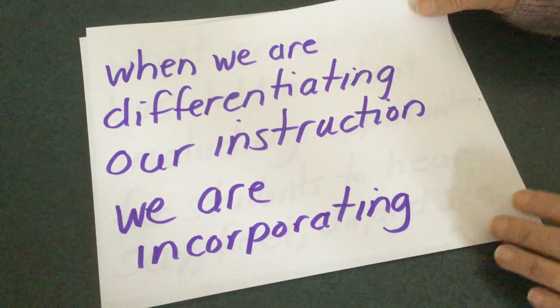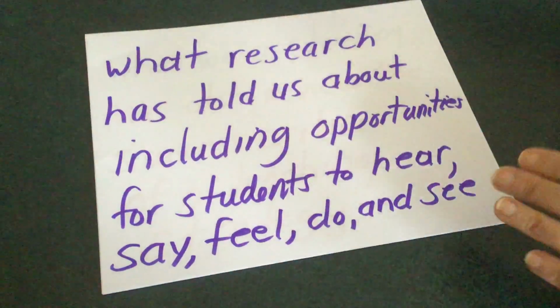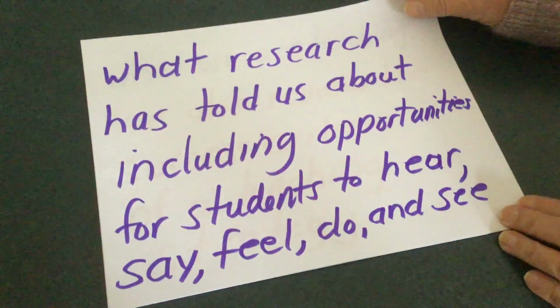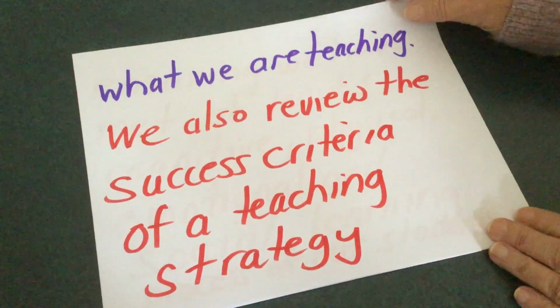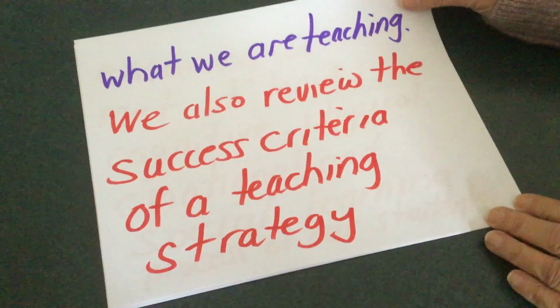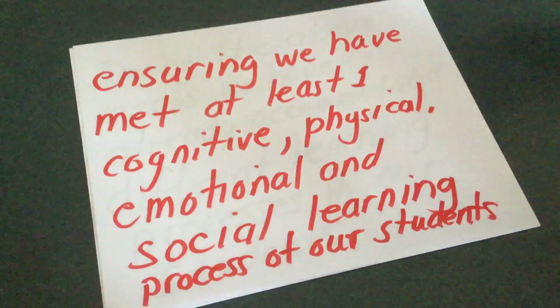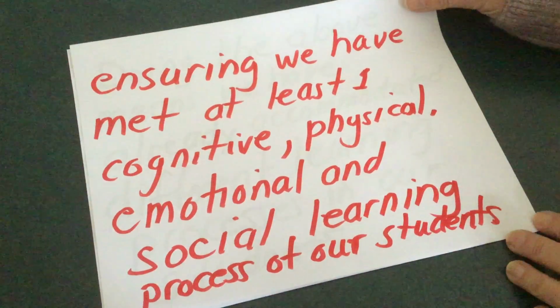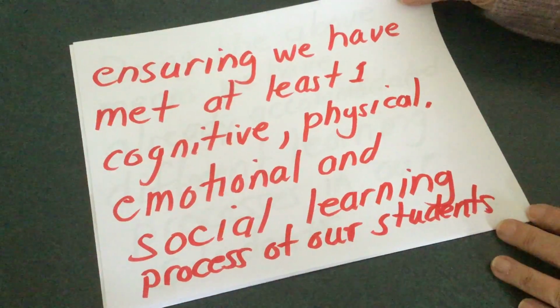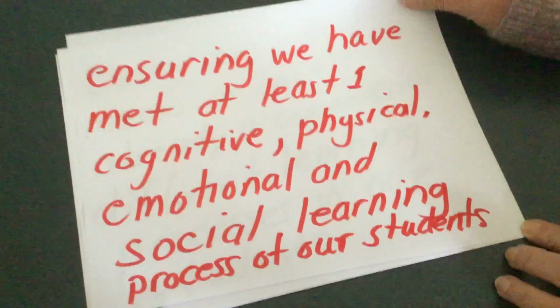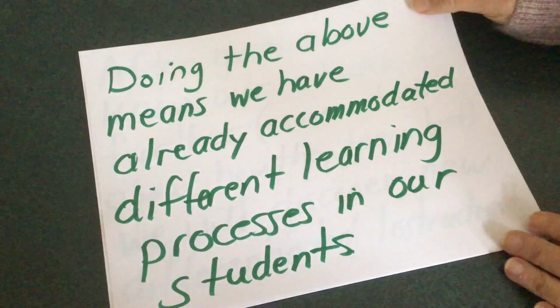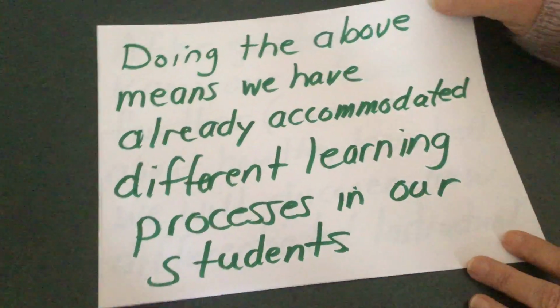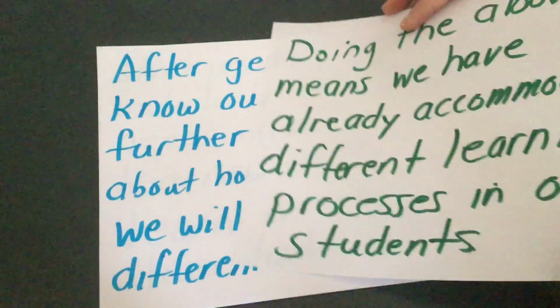When we are differentiating our instruction, we are incorporating what research has told us about including opportunities for students to hear, say, feel, do, and see in our lessons. We also review the success criteria of a teaching strategy, ensuring we have met at least one of the cognitive, physical, emotional, and social learning processes of our students, and we have research to show that. Doing the above means we have already accommodated different learning processes in our students, and we have already differentiated.